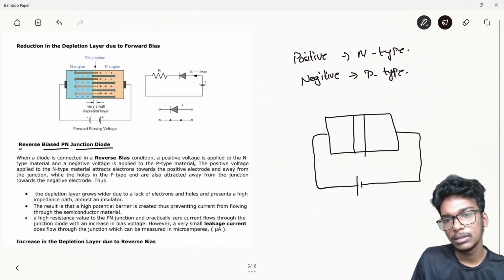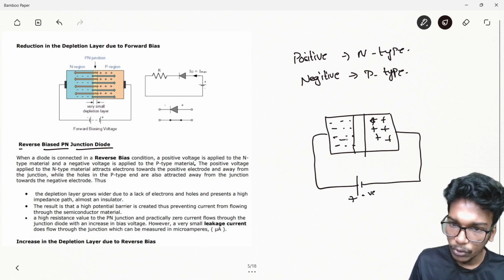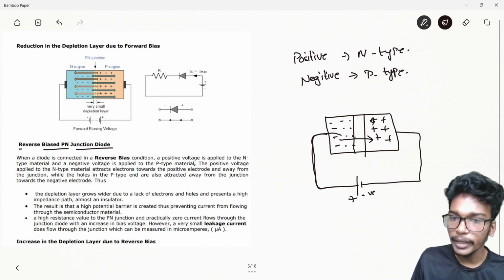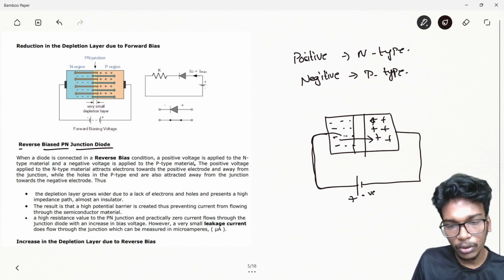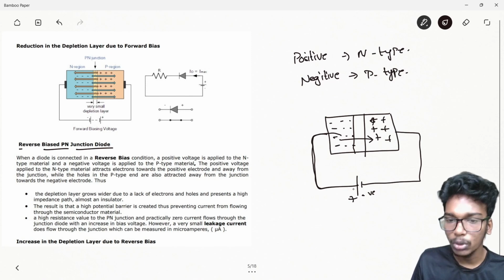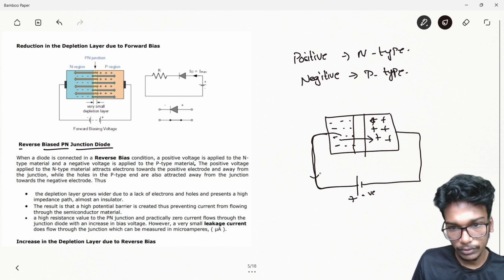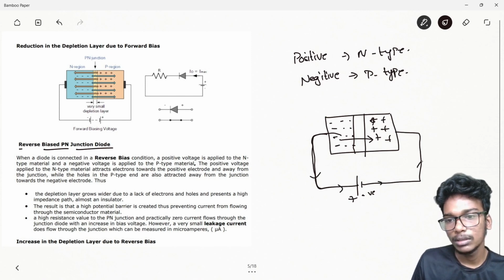This is the depletion layer. If you connect N-type to positive and P-type to negative, instead of electrons flowing in this direction, they will start flowing in this direction, because electrons are attracted towards positive charges, right? Instead of going across this barrier, they will start flowing in a path where there is no resistance, right? It will start flowing in the reverse direction.